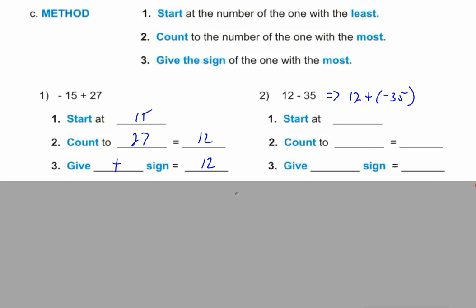So what do you do? Start at the one with the least. Start at 12. Count to the one with the most. Count up to 35. So if you start at 12 and you count to 35, what do you get? 12, 22, 32, 33, 34, 35. 23. Use my fingers. Oh, shame.